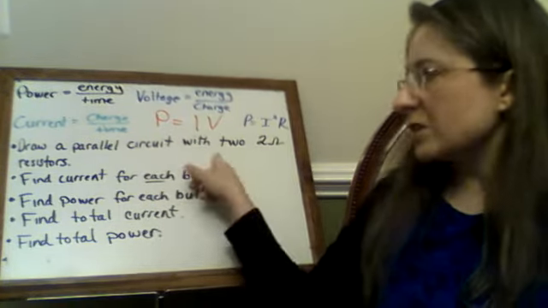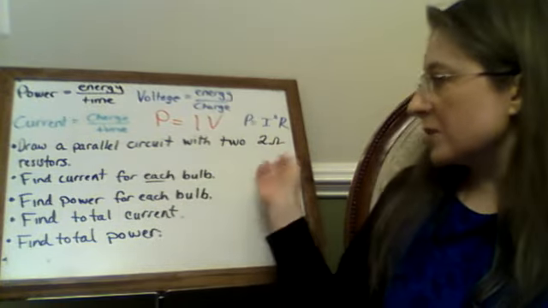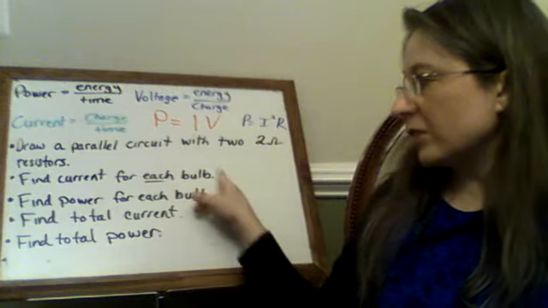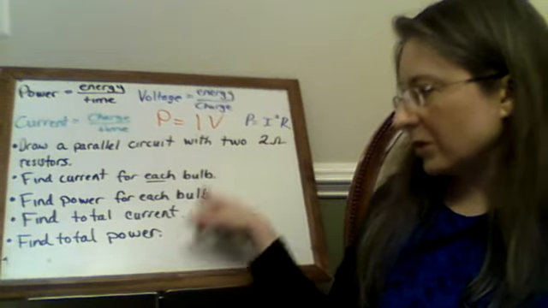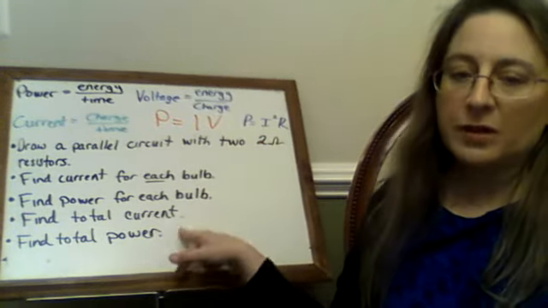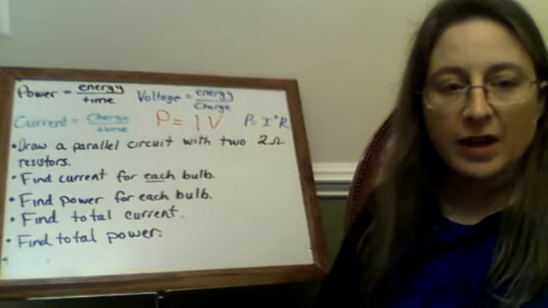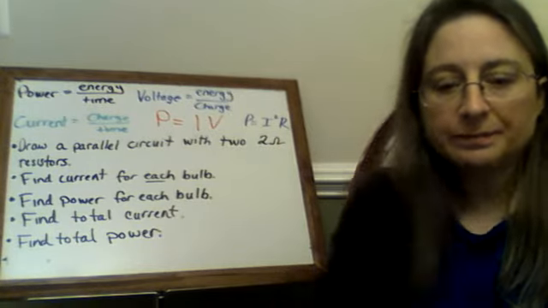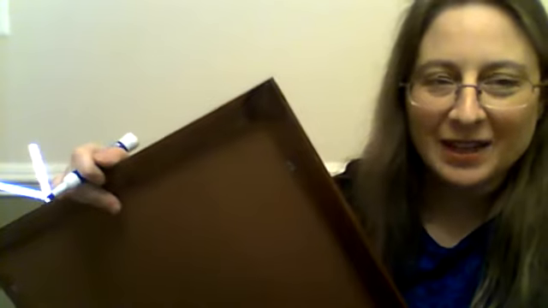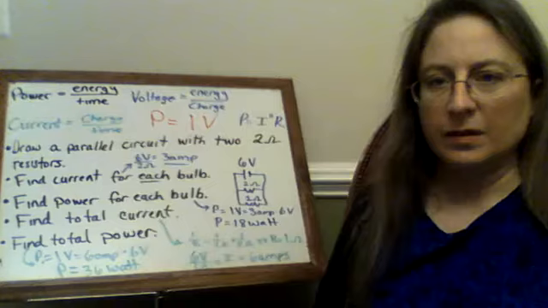So here's your next task. Draw a parallel circuit with two 2 ohm resistors. Find the current for each bulb, and then the total current. Find the power for each bulb, and then the total power using that equation. So hit pause, try that, and then we'll come back and do it. And use a 6-volt battery.